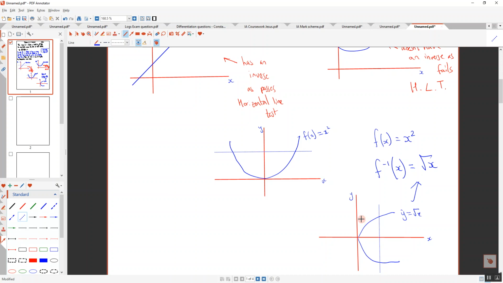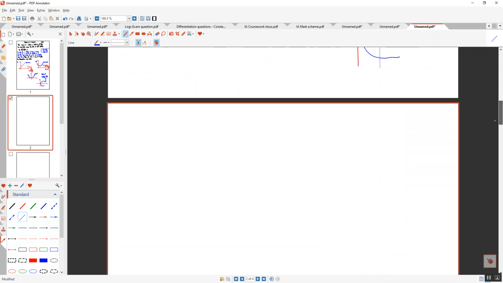So just to recap, this is a function, and it doesn't have an inverse because it fails the horizontal line test. But the reason it doesn't have an inverse is because if I assume that it does, this is not actually a function itself. Does that make a little bit of sense? A little bit, okay.